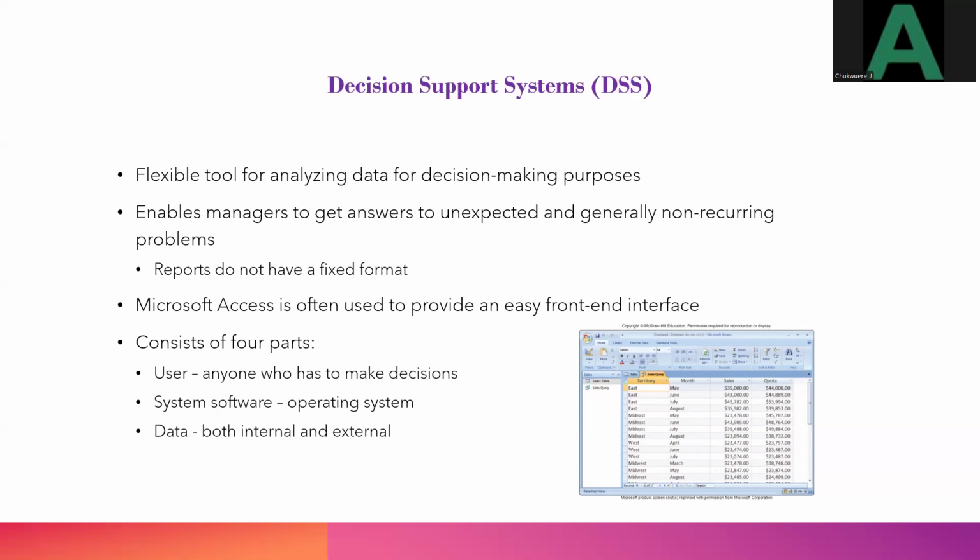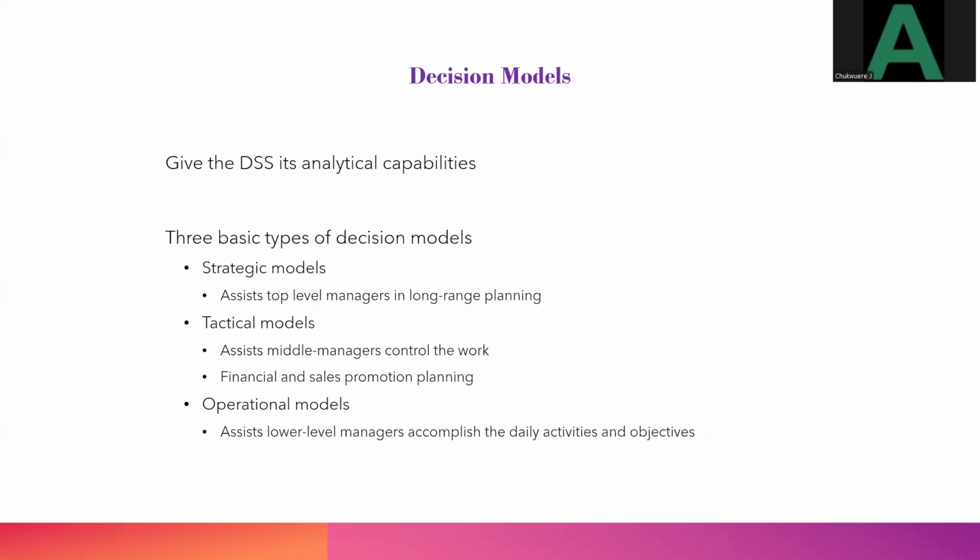It consists of this part: the end user, anyone who has to make a decision can have access to it. It's software, it has an operating system and the data, both internal and external data. So now, given this decision model, when the business executes this kind of system for middle and lower levels of management, it has that element of decision support, which I've talked about. Now, the decision support system on its own analytical capacity has the ability to do what?